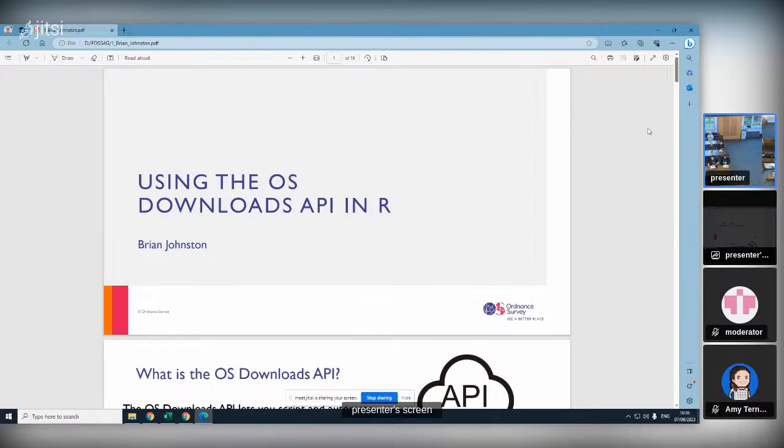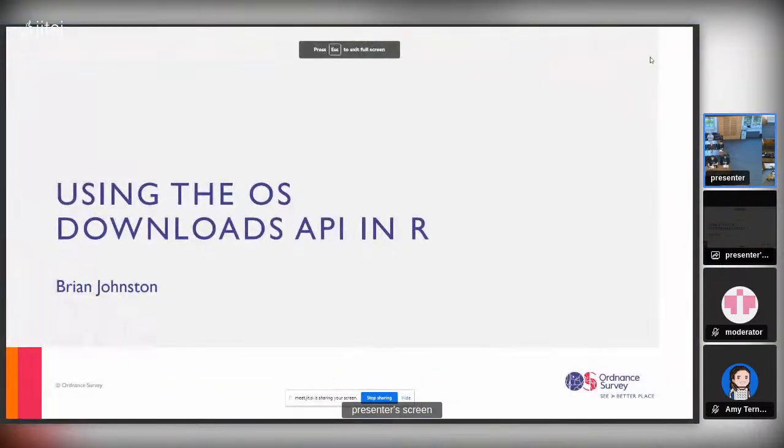Cool. So I'm going to be talking about the OS Downloads API and how you access that to download OS Open Data products using R.